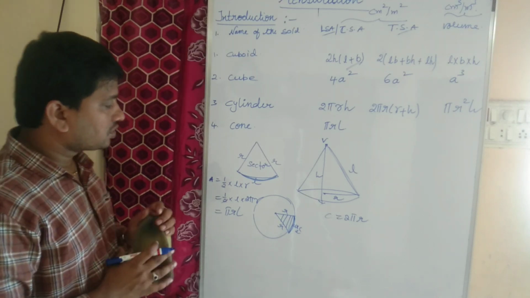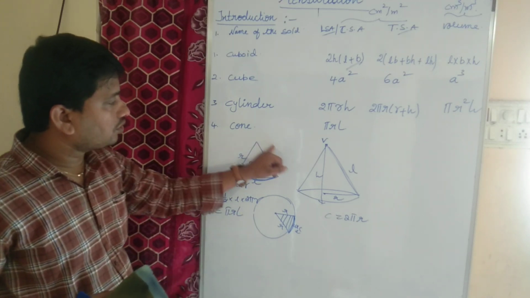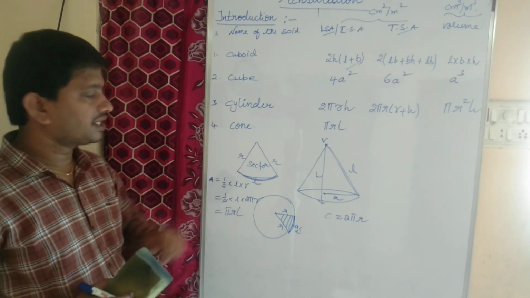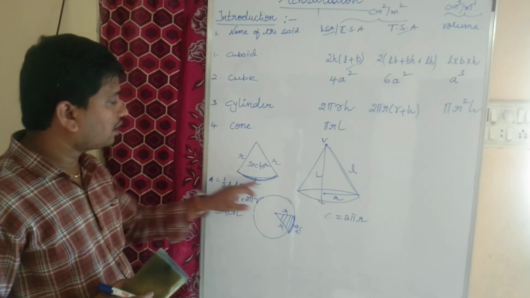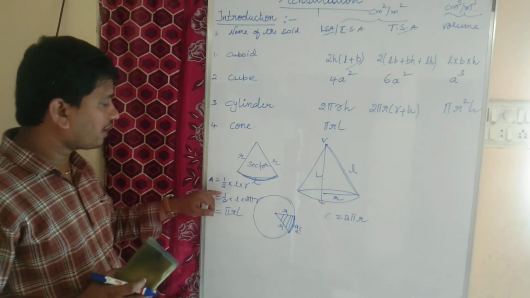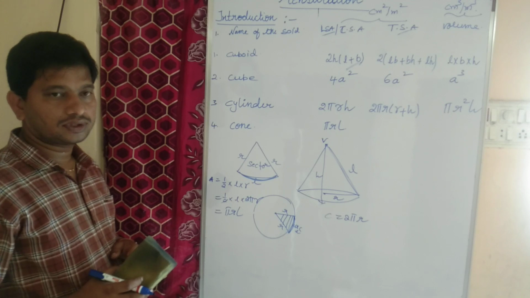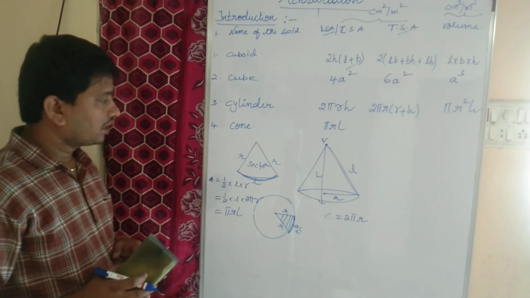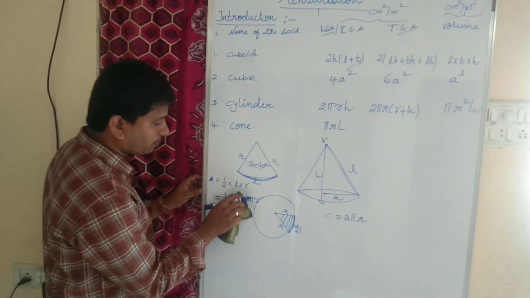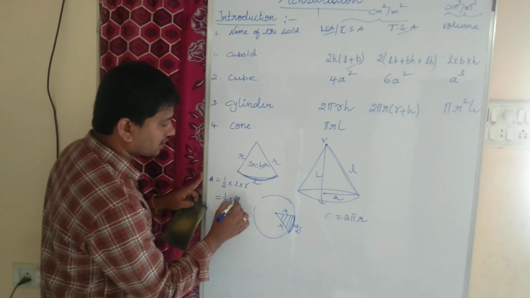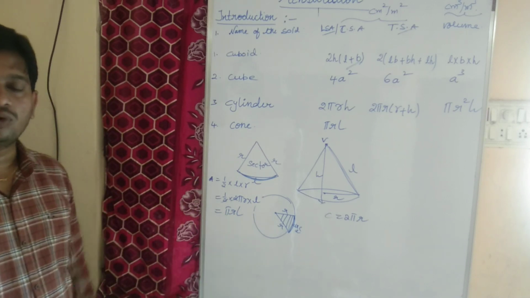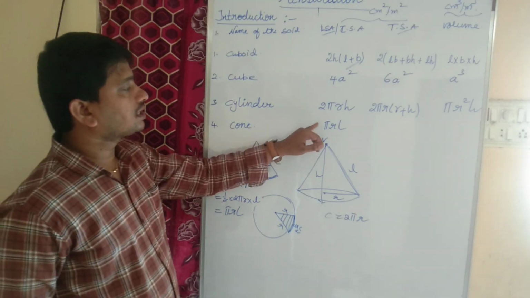Children, try to understand. This slant height will become the radius of the sector, and this base is the length of the arc. To find the area of sector, we have the formula half into L into R. Here, in the place of L I can write 2 pi r, and in the place of R, the radius, it is slant height L. So 2 gets cancelled. Again we get pi r L only. So curved surface area of cone is pi r L.